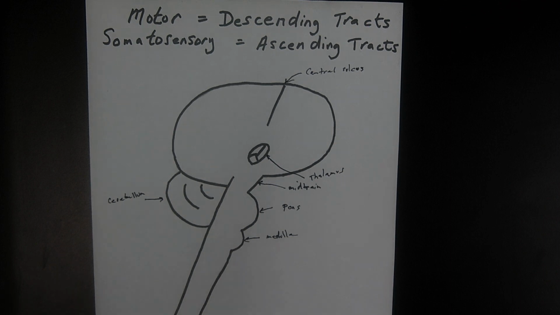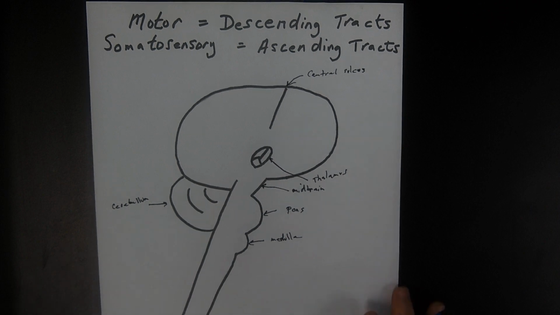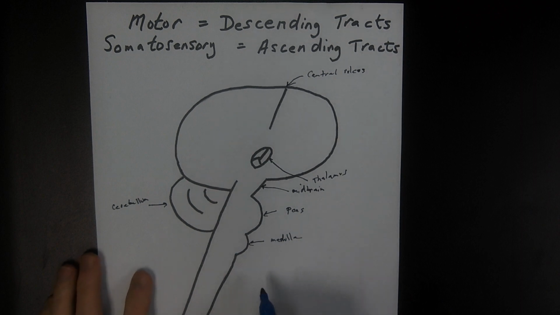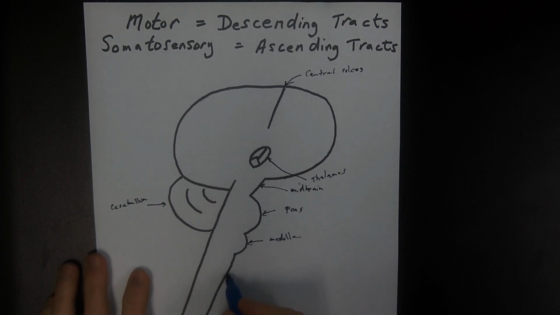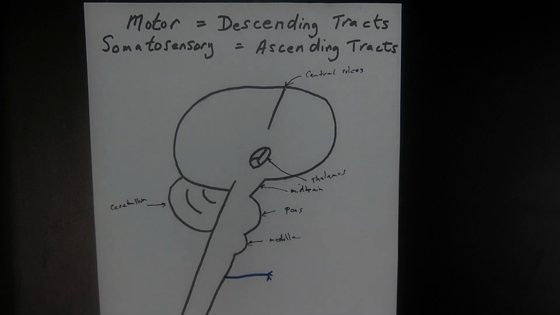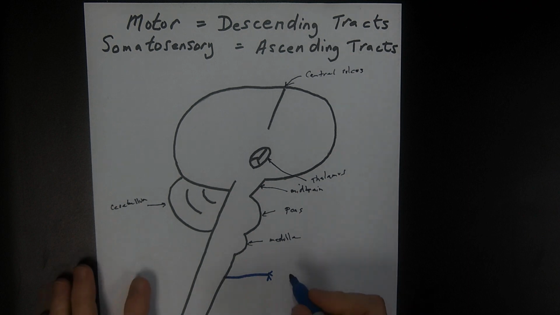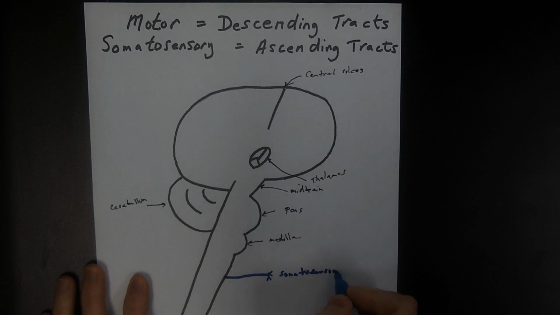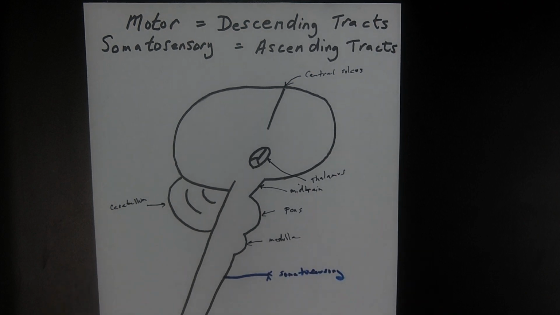So let's start with general somatosensory information. As we talked about before, that's information coming from the environment. So this is my dendrite there. It's coming from the outside and then going up. So this is just general somatosensory. And somatosensory, again, is just sensory information coming from the body.